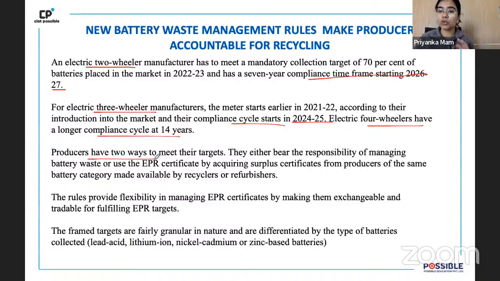Producers will be responsible in two ways. If you cannot bring about a reusable, refurbishable battery, then you will be the one taking up the cost and managing the battery waste. And secondly, if you do bring it about, that is a very good thing for you and for us too. Also, you can exchange or trade this for fulfilling your EPR targets, so that later I can say my EPR target was this much, and I have fulfilled more than that, right?